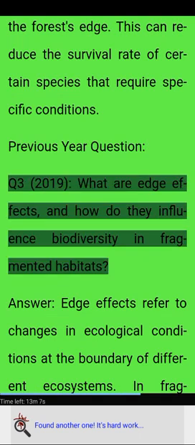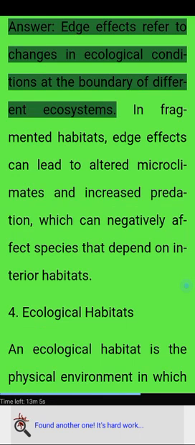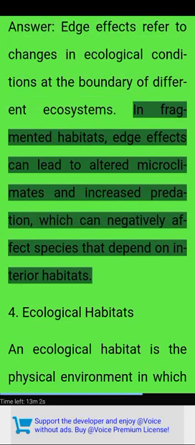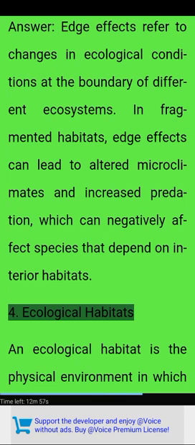Previous year question. Q3 2019. What are edge effects, and how do they influence biodiversity in fragmented habitats? Answer. Edge effects refer to changes in ecological conditions at the boundary of different ecosystems. In fragmented habitats, edge effects can lead to altered microclimates and increased predation, which can negatively affect species that depend on interior habitats. 4. Ecological habitats.